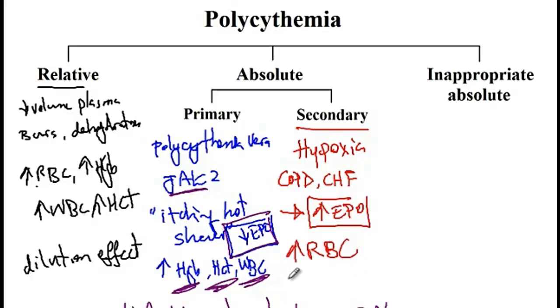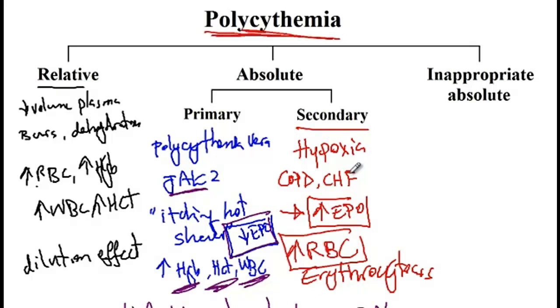And then the other term that is used to describe this condition is called erythrocytosis. Since only the red blood cell count is increasing in these patients, the term polycythemia may not be appropriate to use. And so sometimes it's referred to as erythrocytosis for this condition.